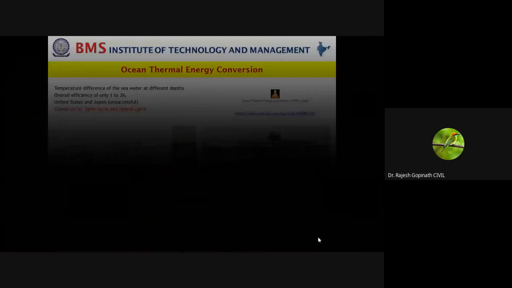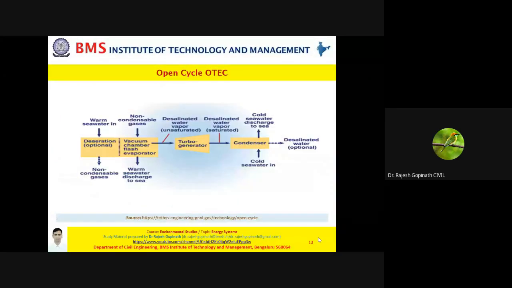Now let me explain to you the different technologies. First is your open cycle. Friends, this open cycle is also called the Claude cycle, C-L-A-U-D-E, based on the person who invented this. Now what you need to understand is, in this open cycle, what is going to rotate the turbine? Remember, it is going to be water vapor. The working fluid in an open cycle, that is the fluid which is going to undergo the transformation resulting in a fume which rotates the turbine, is the warm surface water itself.